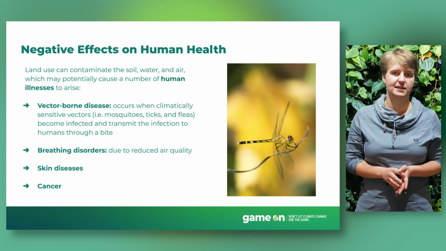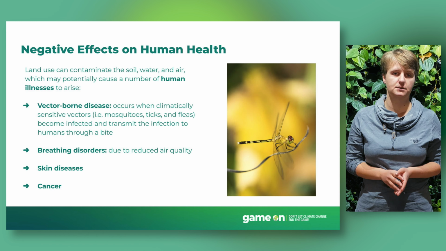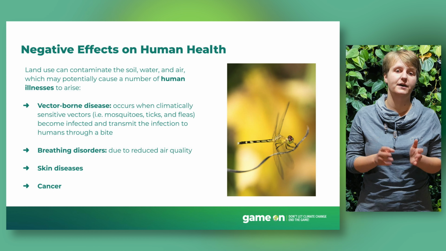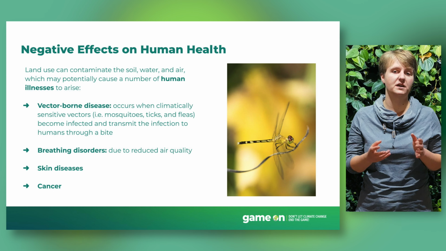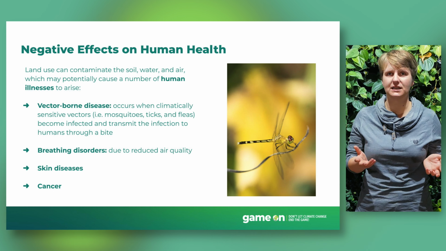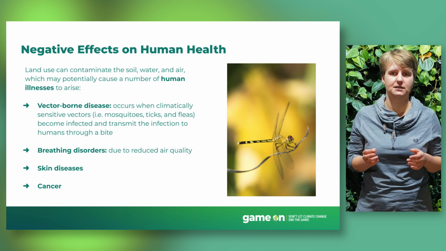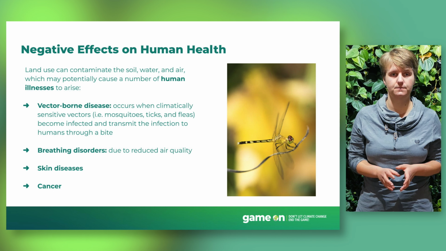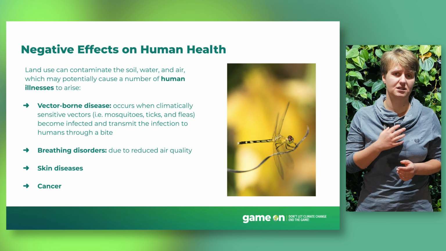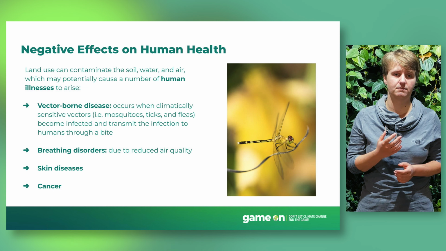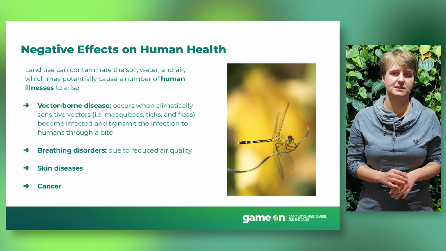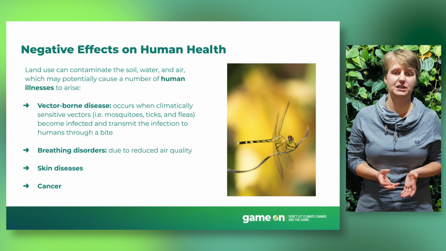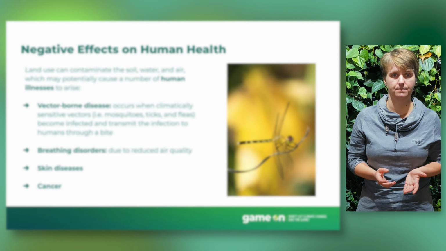On human health, inadequate land use can cause a number of illnesses. For instance, vector-borne diseases can occur when vectors, think of mosquitoes, ticks or fleas, become infected and transmit the infections to humans. Breathing disorders often happen due to reduced air quality. And skin diseases and cancer can also be an outcome of the contamination of the soils, water and air.